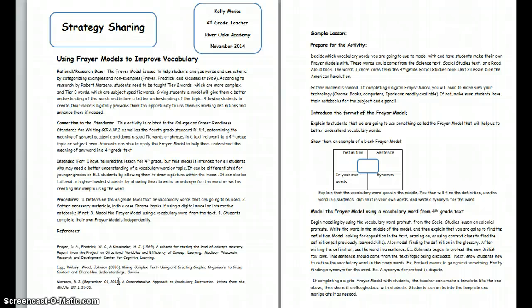After modeling with the students, you're going to want them to try independently on their own, either on their technology or in their notebooks, as you go around the room to see if they understand each piece of the Frayer model. And these are really great because students can keep coming back to them. They can reuse them if need be, and they can go in and change things if necessary.